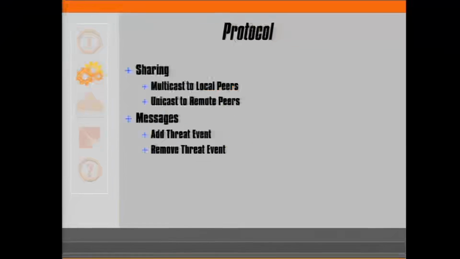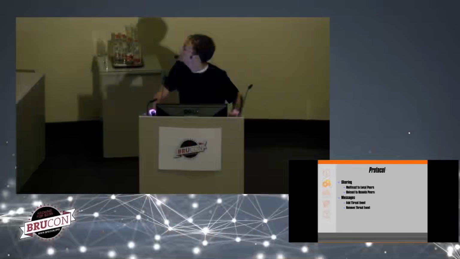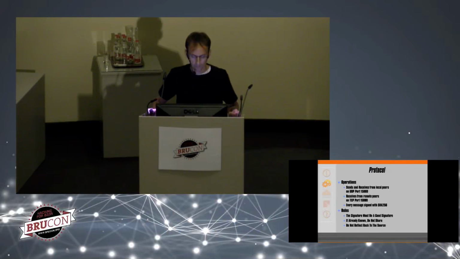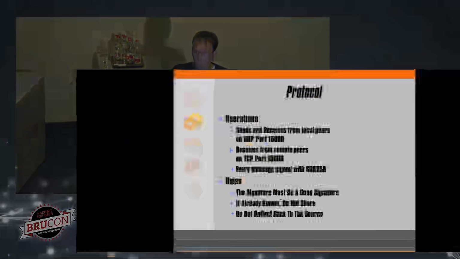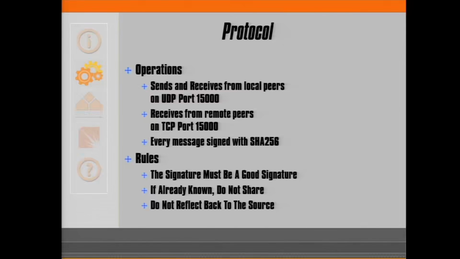Protocol. Sharing for local peers is multicast, pretty simple. Unicast to remote peers. There are two types of messages right now, add threat event and remove threat event. So it's currently implemented. The operation: sending and receiving with local peers on UDP port 15,000. I don't think that was taken on that long list of ports. That's the multicast. Received from remote peers on TCP port 15,000. And this is about security, so the message is signed with a SHA-256 signature.